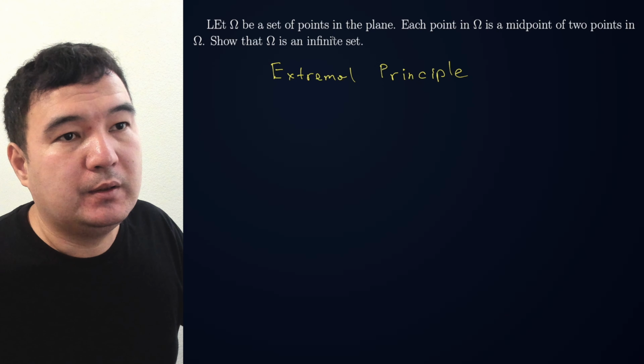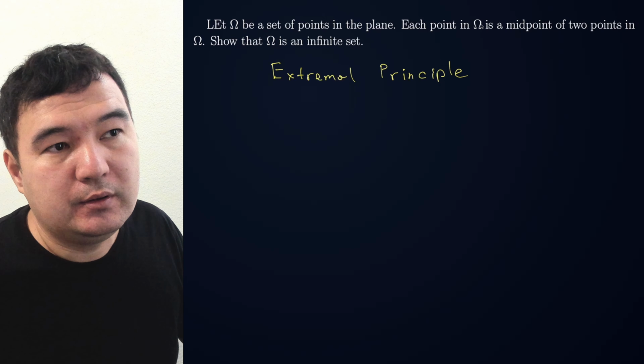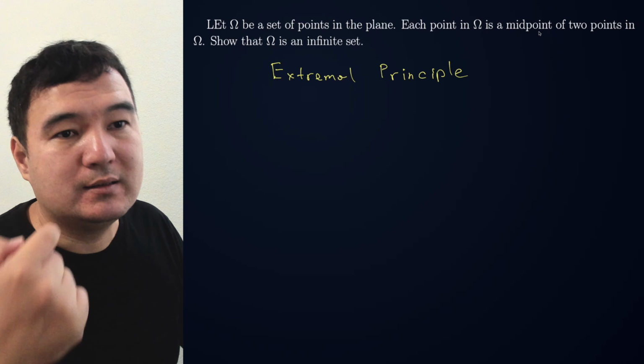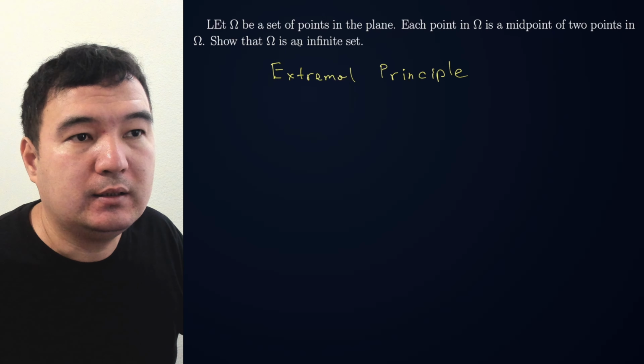So the first problem is, we are given a set of points and each point is a midpoint of 2 points in the same set. Show that the set omega is an infinite set.